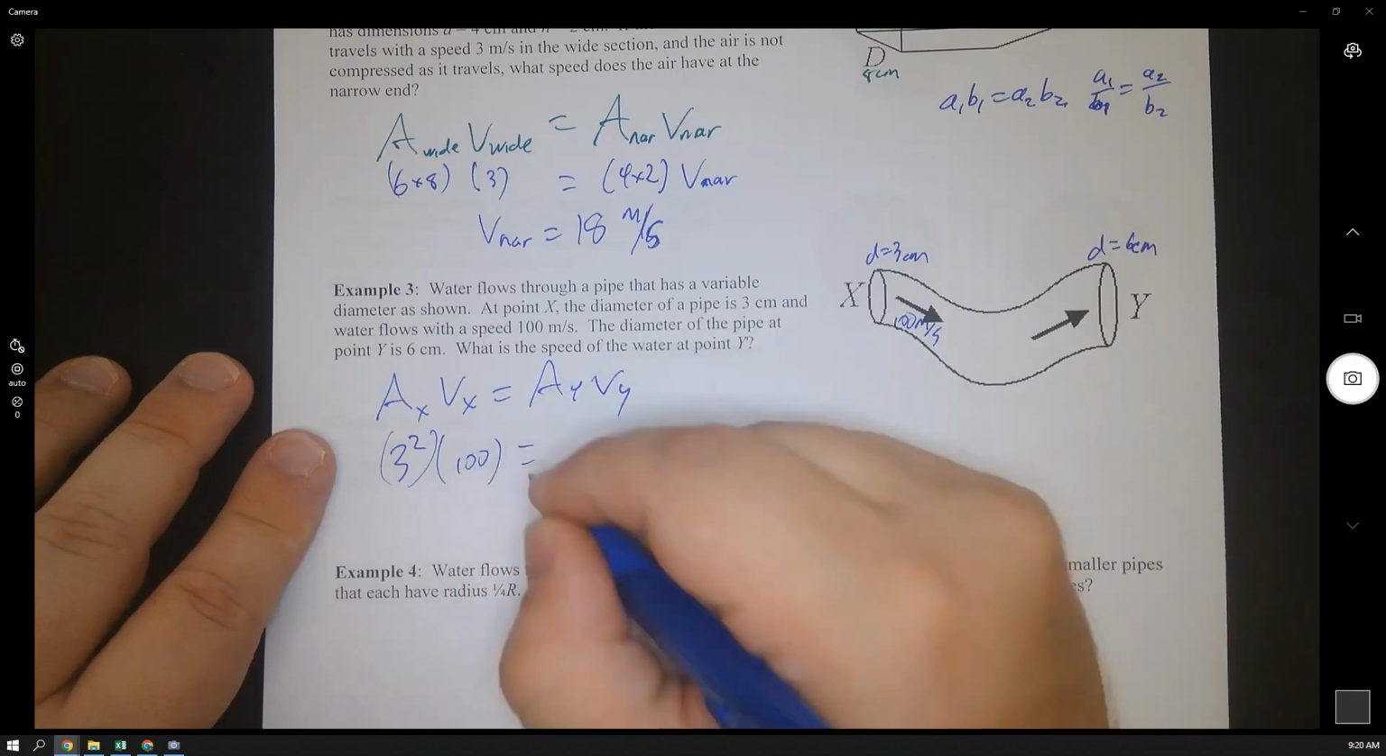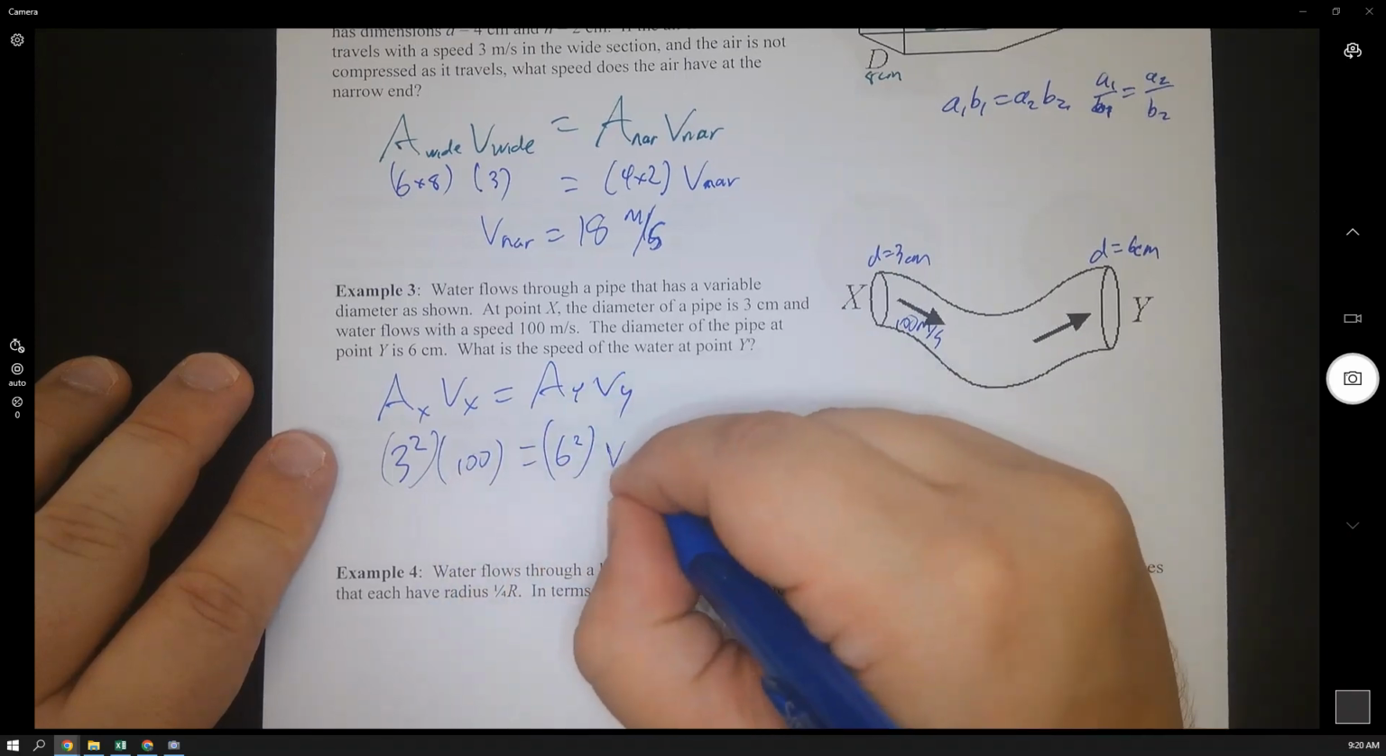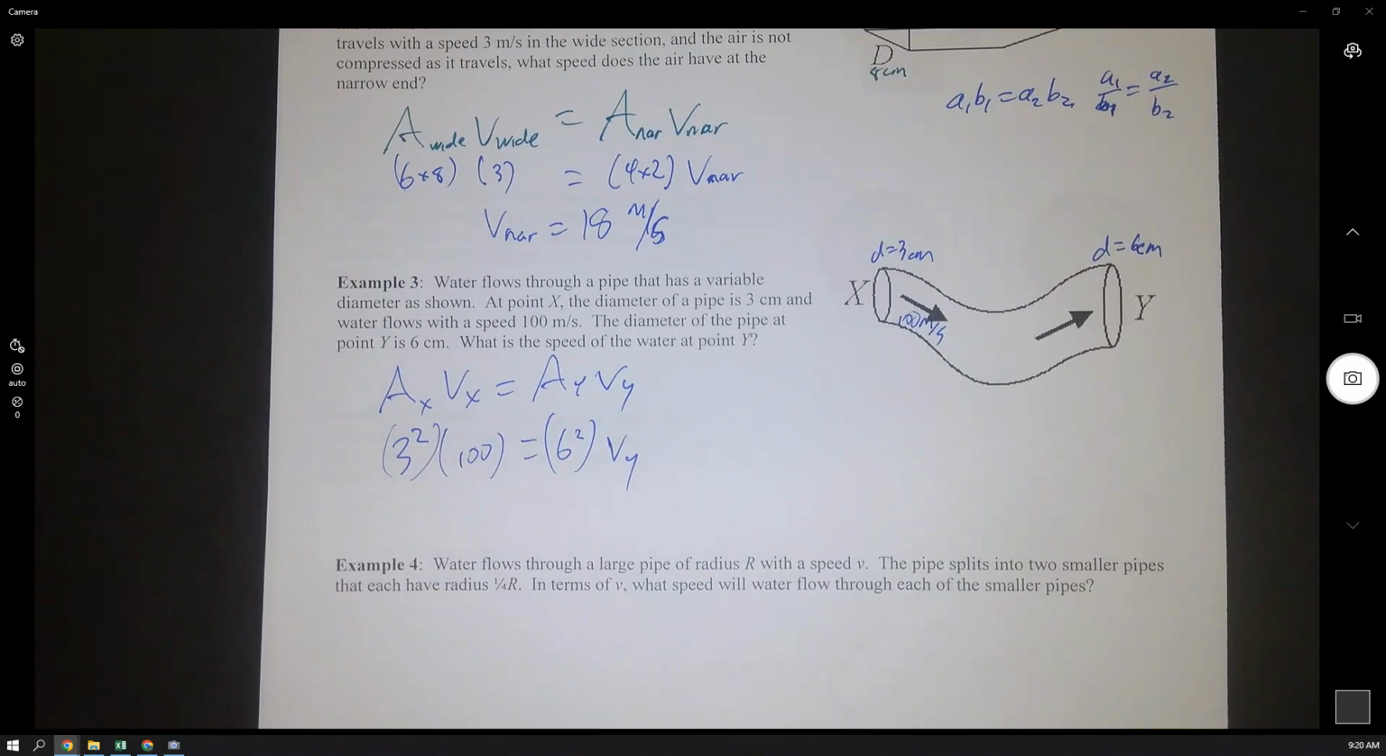What are you going to plug in for area? I'm going to plug in 6 squared, Vy. Well, Frensley, don't you have to convert to a radius by dividing by 2? Don't you have to convert to meters? Don't you have to put pi? All that stuff cancels out.